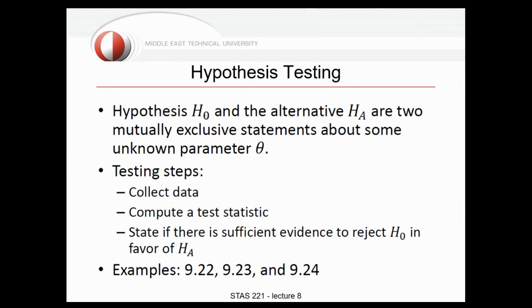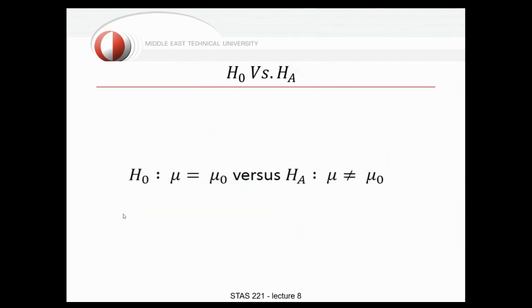So H0 is when the population mean is equal to 165, and HA, the alternative hypothesis, is mu not equal to 165. That number, we call it mu zero. We show it like that. So this is basically a number.